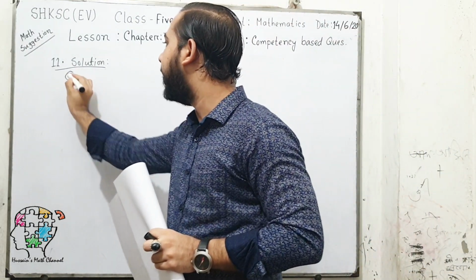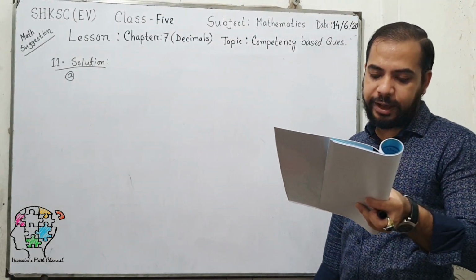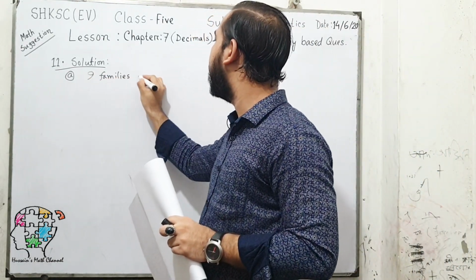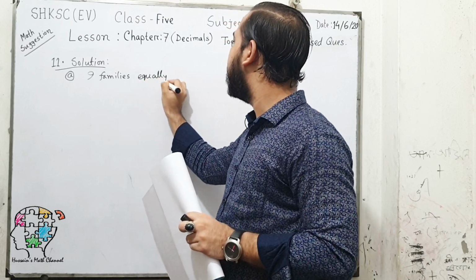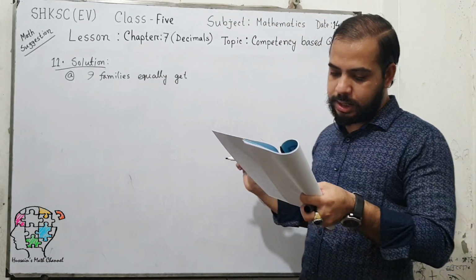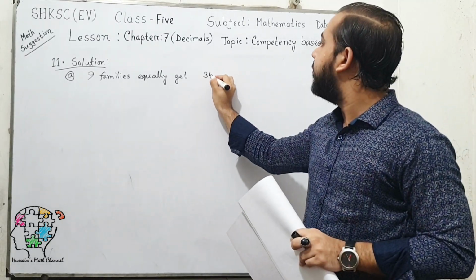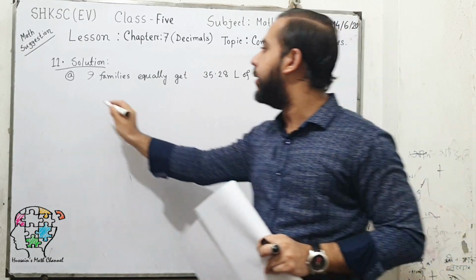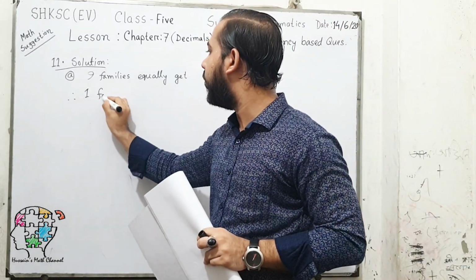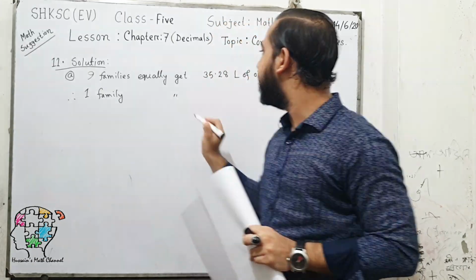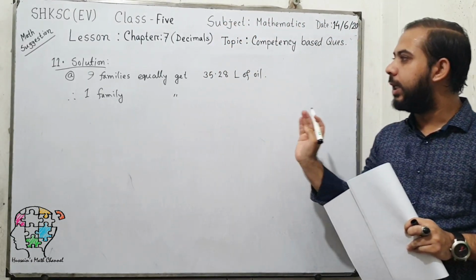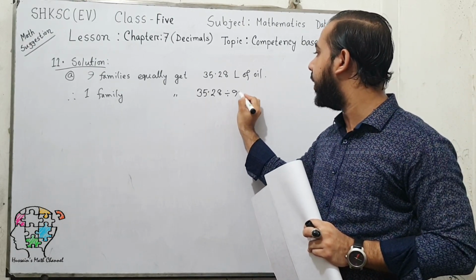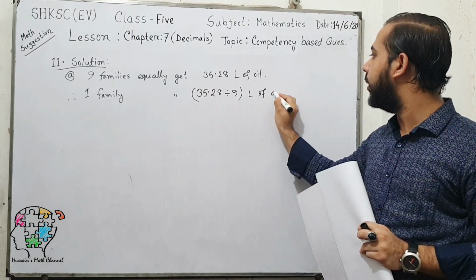So each means 1. At first we can write here, 9 families equally get 35.28 liters of oil. Therefore each family, that means one family, will definitely get less, so it will be a division: 35.28 divided by 9 liters of oil.